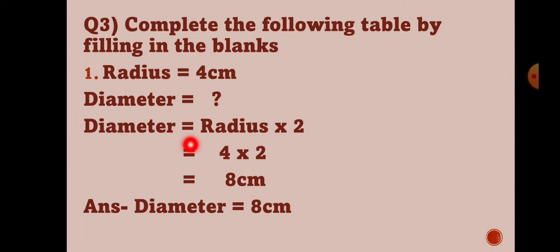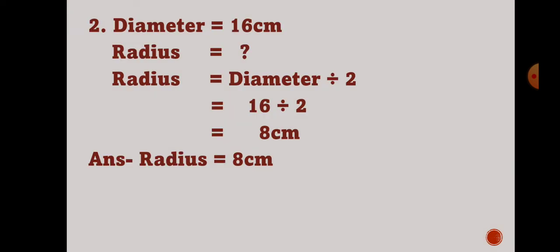Next line, diameter is equal to radius multiplied by 2. This is the formula to find the diameter. Next line, write what is the radius given over here? 4 centimeter. So we will write 4 multiplied by 2. So 4 2s are 8. So next line, write the answer. Diameter is equal to 8 centimeter. Now leave one line and write the next one. And remember, one page, two sums, okay? Now students, second sum, diameter is given to you, 16 centimeter. Next line, write radius that we have to find.